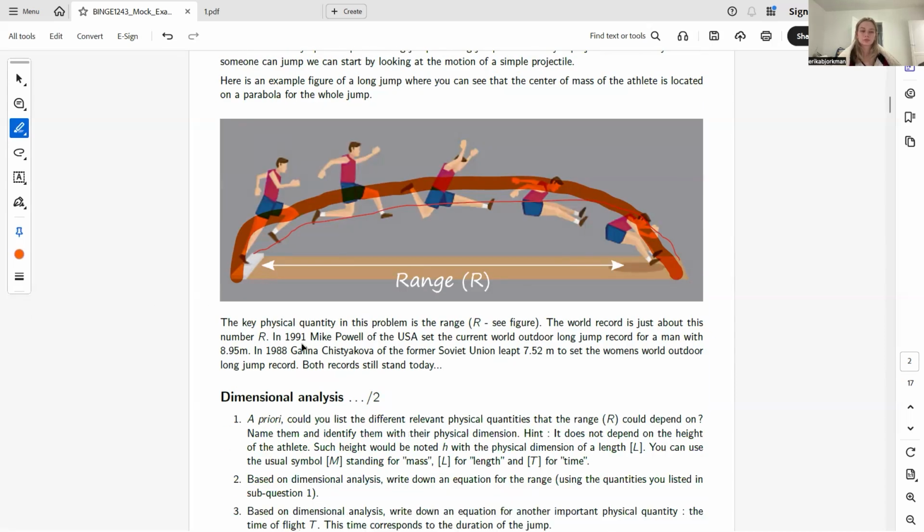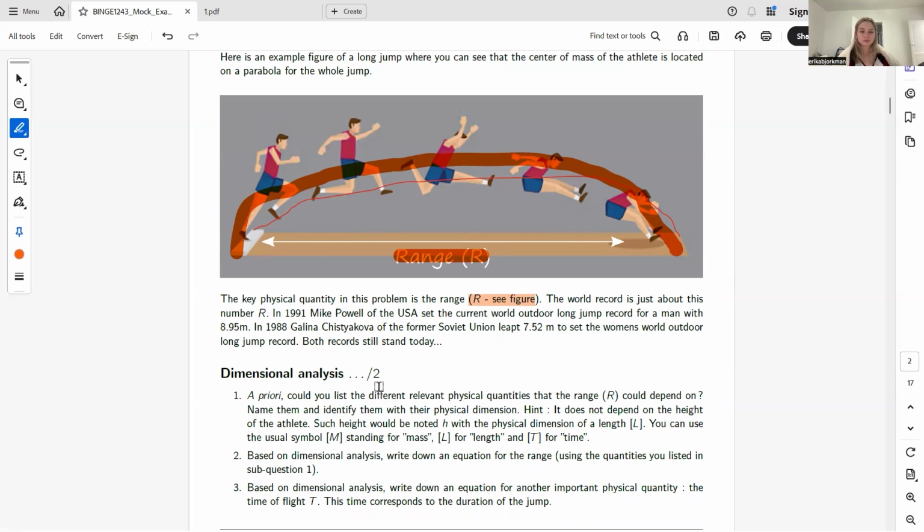Okay, the key physical quantity in this problem is range, and that is also mentioned here. You can see range. The world record is not of our concern. He is showing some record of the USA and some record of the Soviet Union, but that is not of our concern. He just wants to show that it is a type of game that students or children perform in their college or student life.